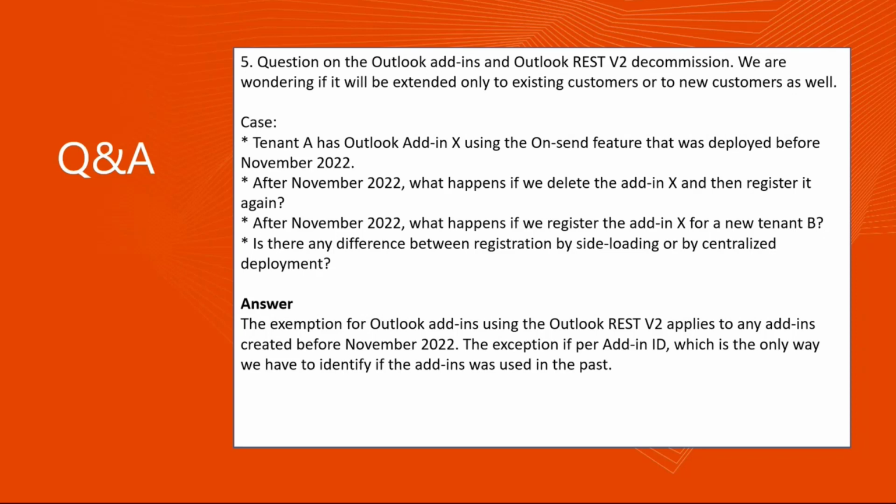There was a question on Outlook add-ins and the Outlook REST v2 decommission that's coming up in November. We're wondering if it will be extended only to existing customers or to new customers as well. So the answer is it'll be extended to anyone who's requested that exemption, as long as it's before November. After November, then you won't be able to get that extension. So that's why we have that link that I shared earlier, the aka.ms link for Outlook.